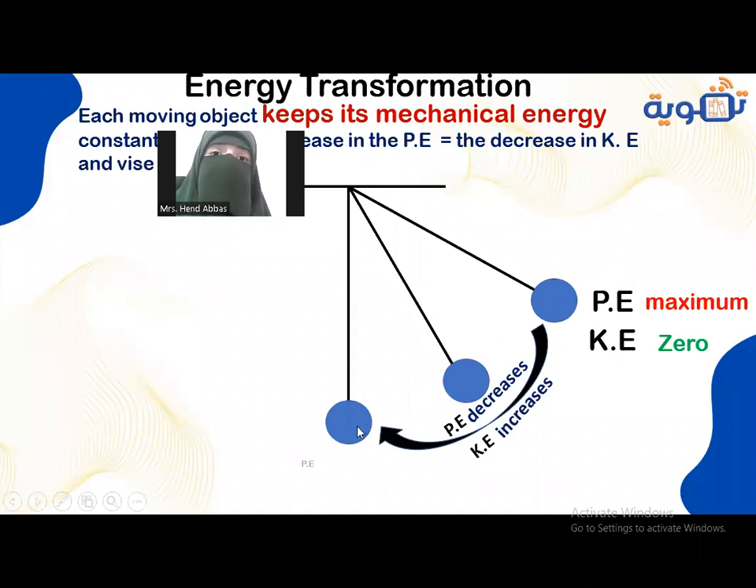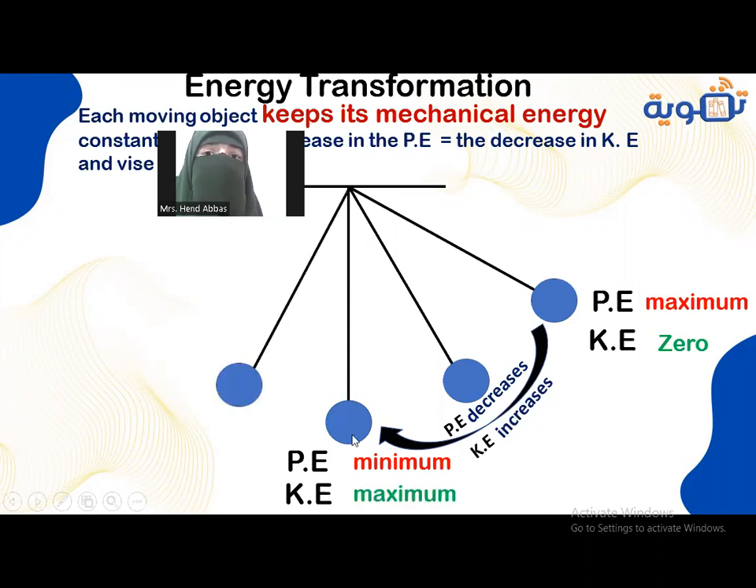Then it will move to the other side. But before that, the potential energy at this point is the minimum, because it's the minimum height from the ground. The kinetic energy here is the maximum. So quickly, it will move to the opposite side, to the left.